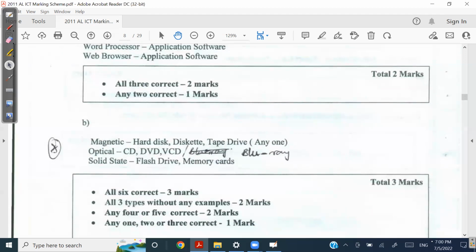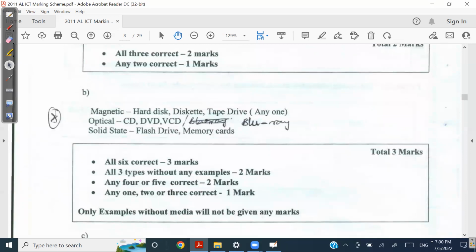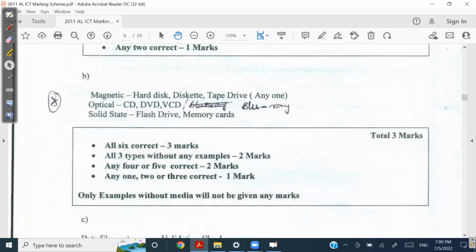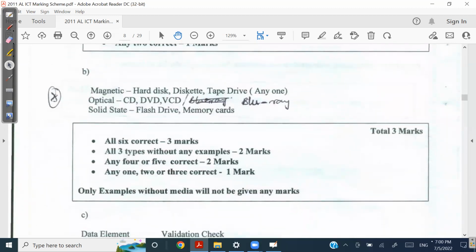So if the 3 types and the 3 examples, since they are asking 1 example per type, are all correct, 3 marks will be given. Otherwise, all 3 types without any examples, 2 marks. Any 4 or 5 correct, 2 marks. Likewise, the marks are given. So see how much you got out of 3 for this.